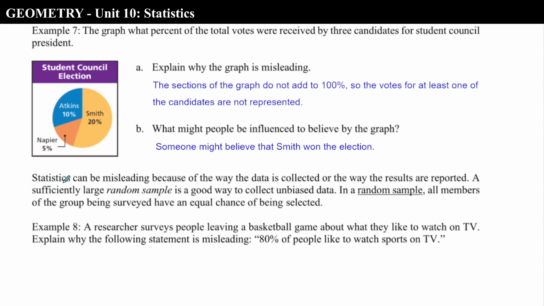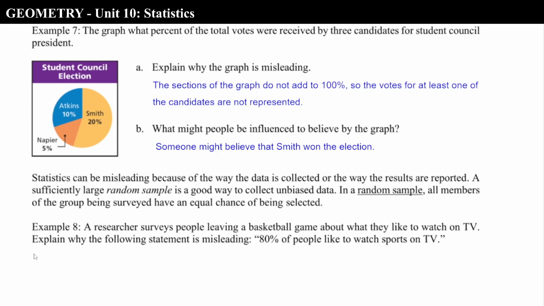Now, statistics can be misleading because of the way data is collected or the way results are reported. A sufficiently large random sample is a good way to collect unbiased data. In a random sample, all members of the group being surveyed have an equal chance of being selected. So, for example 8, a researcher surveys people leaving a basketball game about what they like to watch on TV. We want to explain why the following statement is misleading. The researchers found 80% of people like to watch sports on TV.